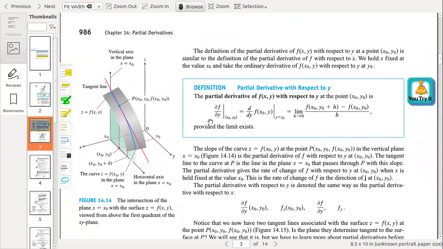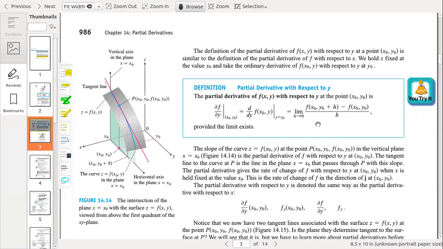So here partial f over partial y at (x naught, y naught) equals d by dy of f of (x naught, y) at y equal to y naught, which is the limit as h approaches 0 of f of (x naught, y naught plus h) minus f of (x naught, y naught), over h.